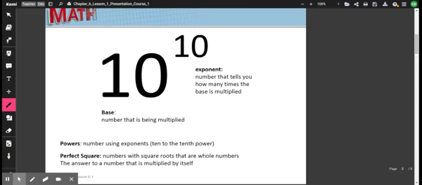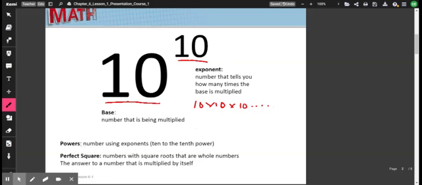So I kind of wanted to do a little bit of a vocab thing real quick. So we have our base number, which is going to be 10. Okay, so base means that it's going to be the number. All right, and then exponent is the number of times the base gets multiplied. So if we were going to do 10 to the 10th power, we would do 10 times 10 times 10 and so on. Okay, we would do it 10 times.